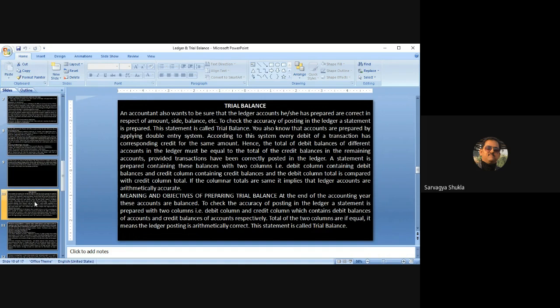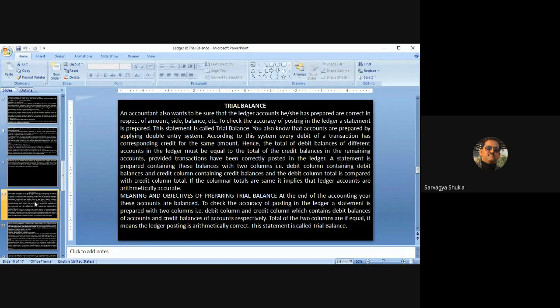According to this system, every debit of a transaction has a corresponding credit for the same amount. Hence, the total of the debit balances of the different accounts in the ledger must be equal to the total of the credit balances in the remaining accounts. Provided transactions have been correctly posted in the ledger, a statement is prepared containing these balances with two sides. That is, a debit column containing debit balances and a credit column containing credit balances. The debit column total is compared with the credit column total. If the columnar totals are the same, it implies that the ledger accounts are arithmetically accurate.